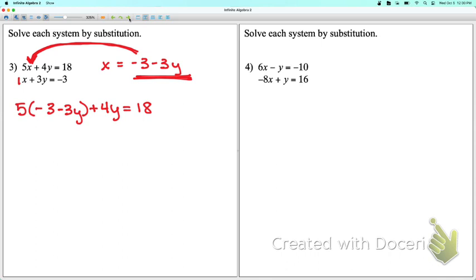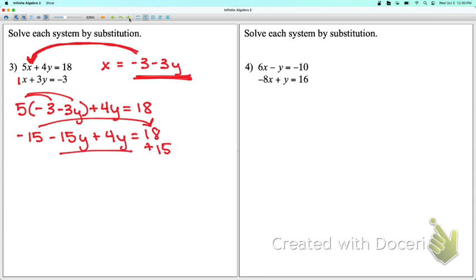What are we going to do first? Distribute. So I get negative 15 minus 15y plus 4y equals 18. So we can add 15, and combine these two. Negative 15y plus 4y is negative 11y equals 33.